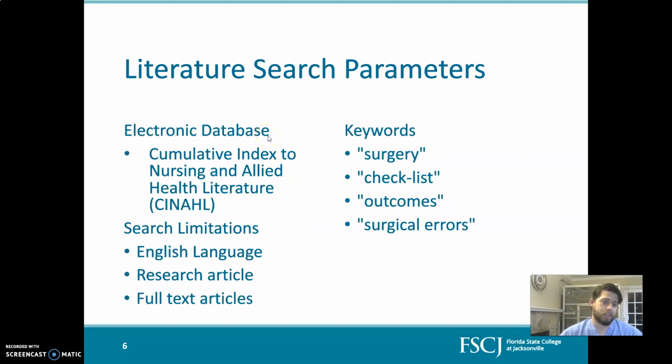So my literature search parameters, I primarily used the electronic database of the CINAHL. That's the Cumulative Index to Nursing and Allied Health Literature. Search limitations include English language, research articles, and full text. Key terms included surgery, checklists, outcome, and surgical checklists.